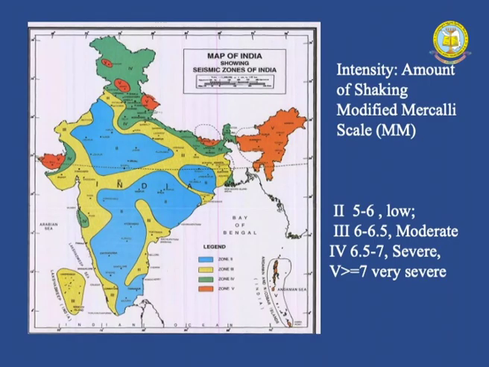As I mentioned, what is intensity? It is the amount of shaking of the ground. Usually the unit for this intensity is the modified Mercalli scale. Based upon this intensity, the entire country is divided into 4 seismic zones. The highest, which we see mostly in the northeast, is a very high seismic zone. So that finishes the part on earthquakes.